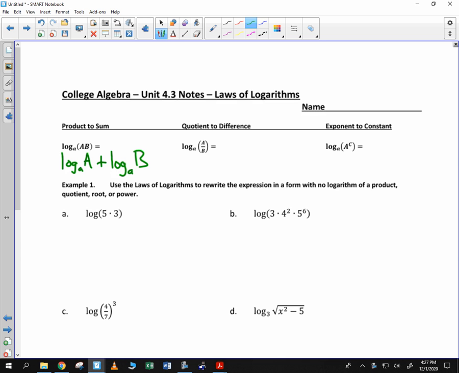If it's dividing, you subtract. So log base a of a minus log base a of b. And in this situation, if you have something to a power, you can dump it out front so that it becomes c times the log base a of a.